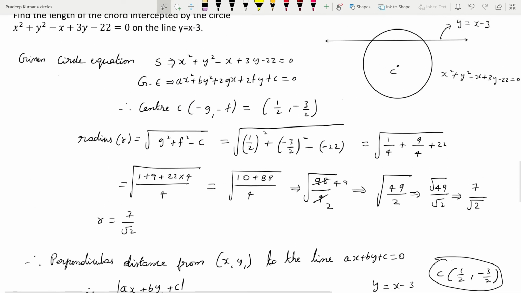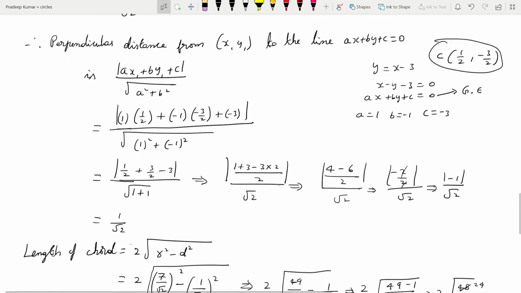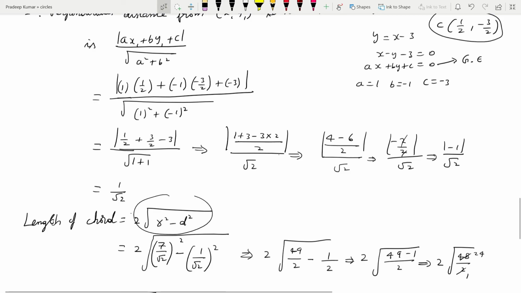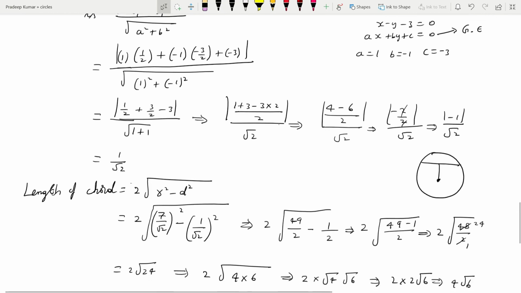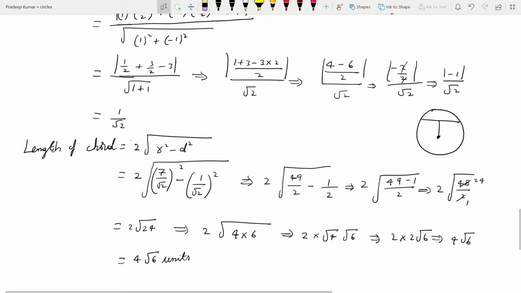This perpendicular distance we got. So when we know the perpendicular distance and also the radius of the circle, then we can easily find the length of the particular chord which is intercepted in the circle. If this is a circle, if this is the chord, and if you know the perpendicular distance from the center of the circle to this line, and if you know even the radius of the circle, then we can find the length of the chord. So that is the way we solved, and we got the length of the chord as 4 into under root 6. So this is all about this particular question.